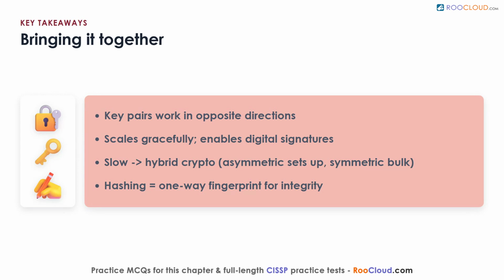Its one weakness is slow speed, which we solve with hybrid cryptography, using asymmetric to exchange a key and symmetric for the bulk. Hashing produces a one-way fingerprint that guards integrity. Together, these round out the modern cryptographic toolkit.